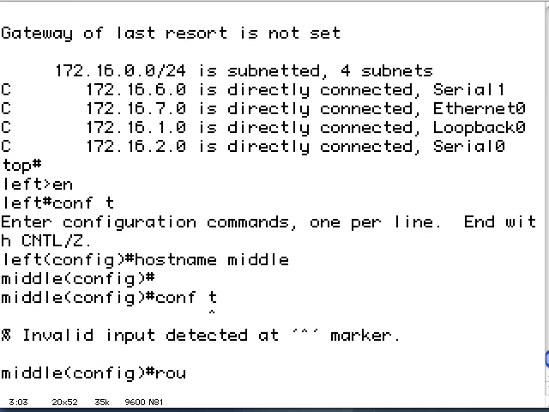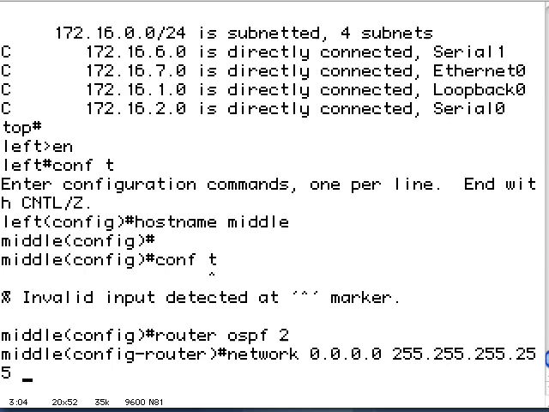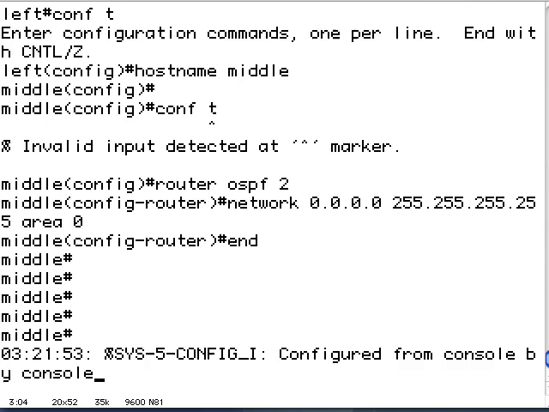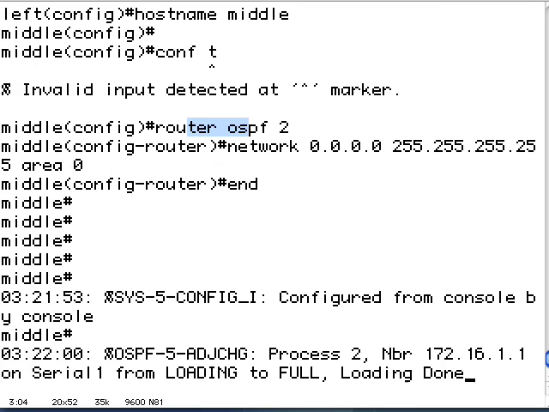Okay, conf t, router OSPF 2. It's a process ID. It has no significance outside the router. Network 0.0.0.0 area 255.255.255.255 as don't care bits, area 0. And that was it. I just configured OSPF in this router. Router OSPF 2, and then I just assigned all of my interfaces to area 0.